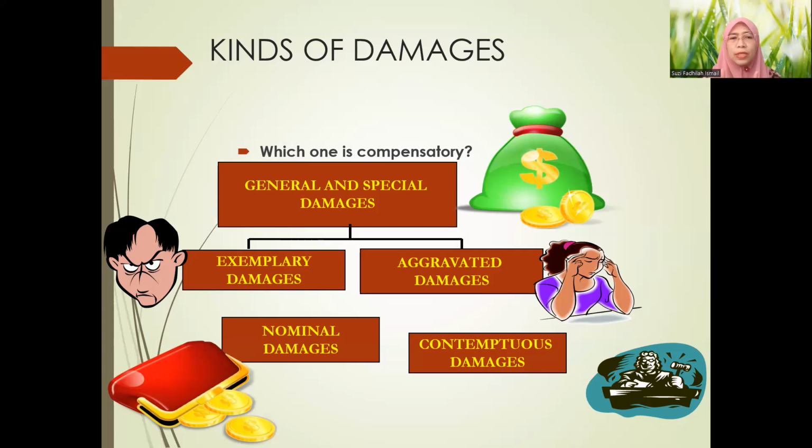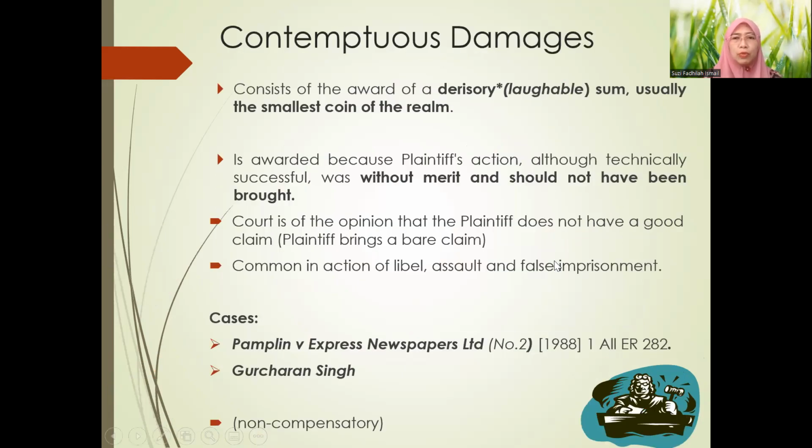For all the 6, usually I will ask students to identify which one is compensatory, in the nature of giving compensation, not because of other objectives or aims of the damages. So we have general, special, exemplary, aggravated, nominal, and contemptuous. Last time, we discussed briefly about contemptuous damages, but we haven't finished the discussion. So let me just refresh again.